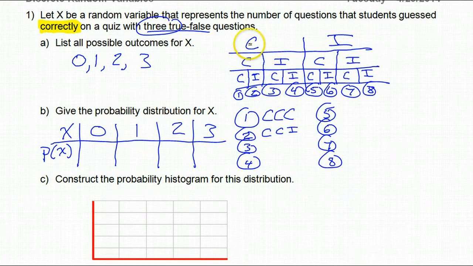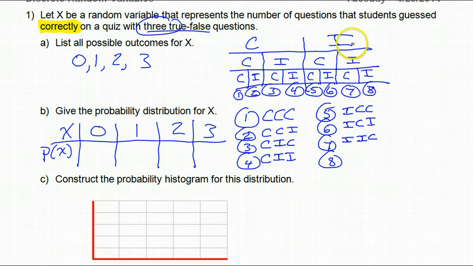This one is correct, incorrect, correct. The fourth one is correct, incorrect, incorrect. The fifth one is incorrect, correct, correct. The sixth one is incorrect, correct, incorrect. The seventh one is incorrect, incorrect, correct. And the eighth one is incorrect, incorrect, incorrect.